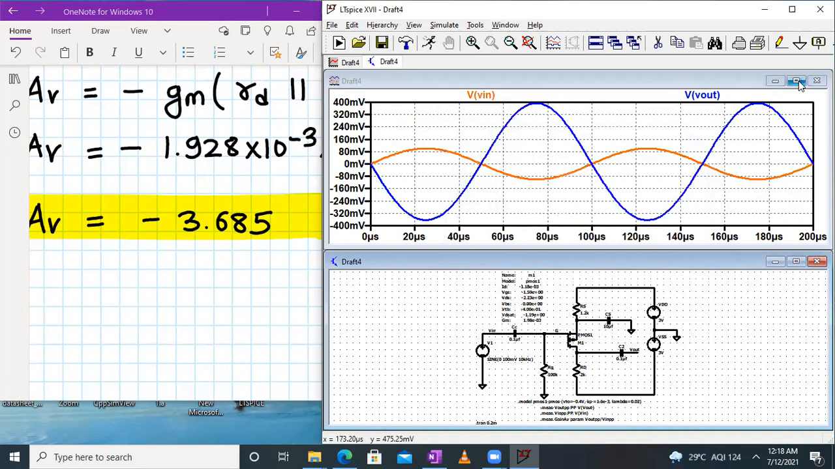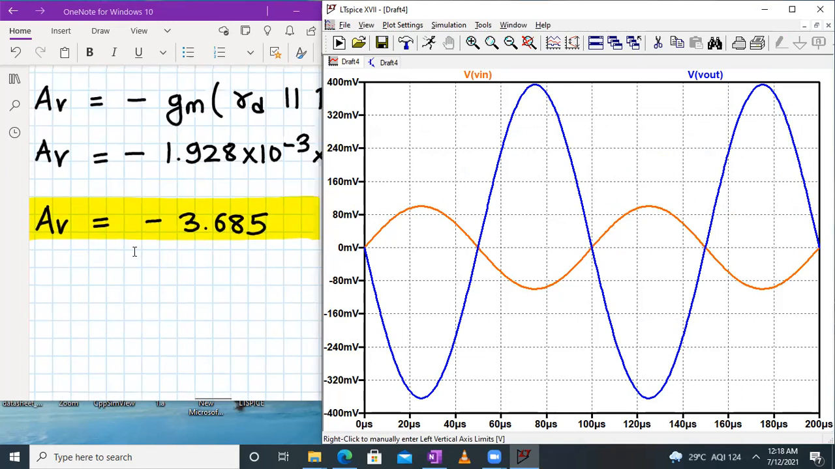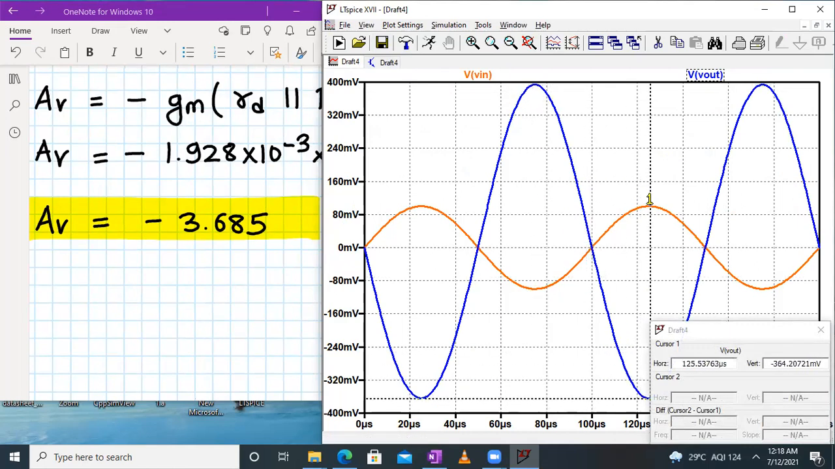As you can clearly see, the input and output are out of phase with each other. That is why in the gain formula we have a negative sign. Now we can easily estimate the gain by calculating the peak to peak value, but this method is quite inaccurate and depends upon the efficiency of the person measuring it.